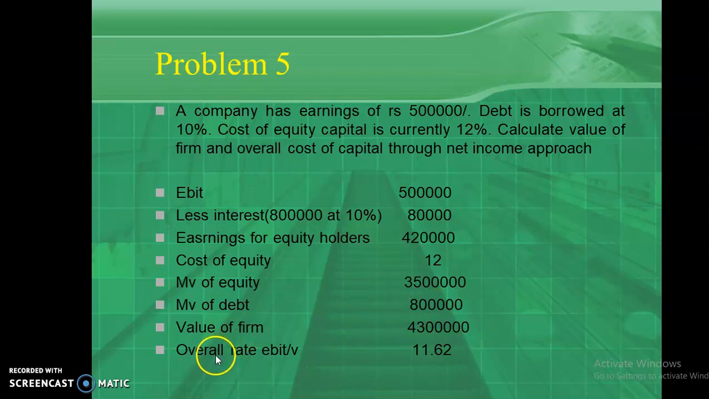So what is the overall capitalization rate or overall cost of capital? The formula is EBIT divided by value of firm. So 5 lakh divided by the value of firm, you will get 11.62. This is the way you can calculate both value of firm and overall cost of capital.